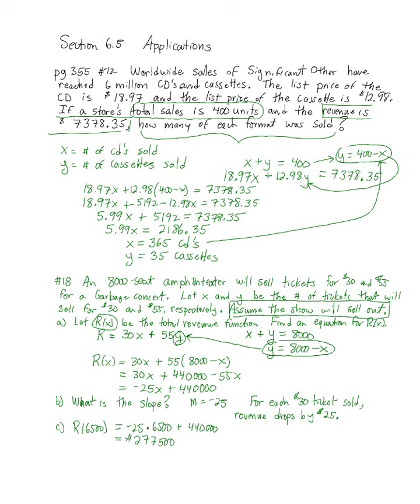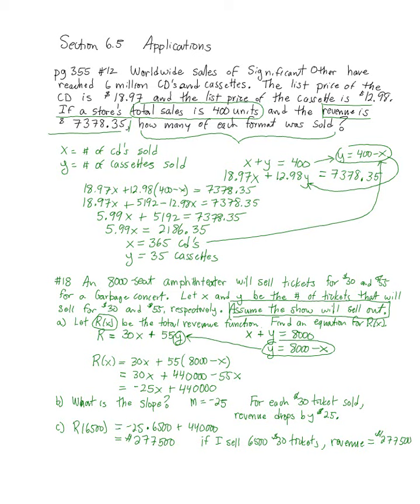What does that mean? Well, I took X for 6,500. X is number of tickets sold at $30. So what this tells me is if I sell 6,500 $30 tickets, revenue is $277,500. Or I could also point out that if I sell 6,500 $30 tickets, it means I only sell 1,500 tickets at $55.